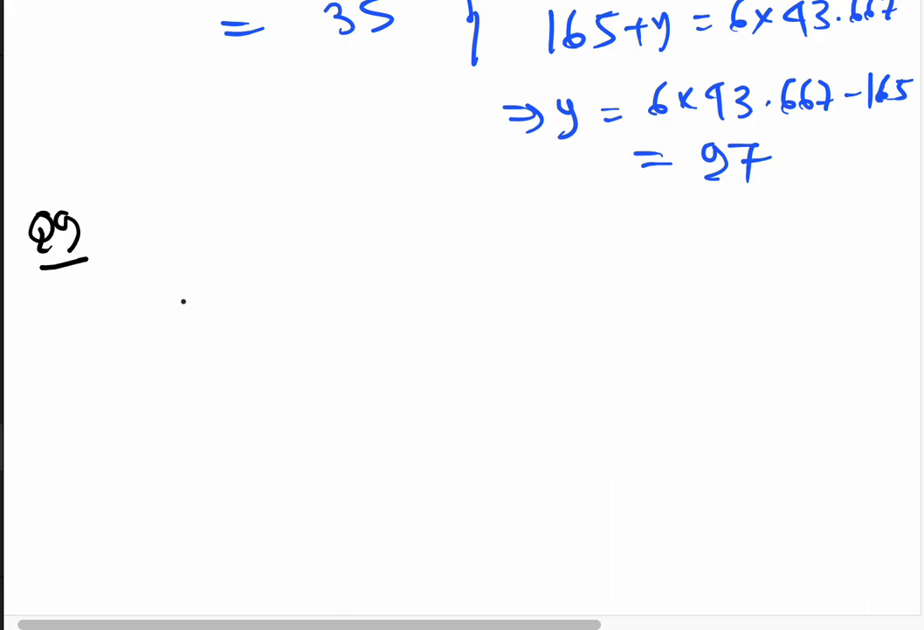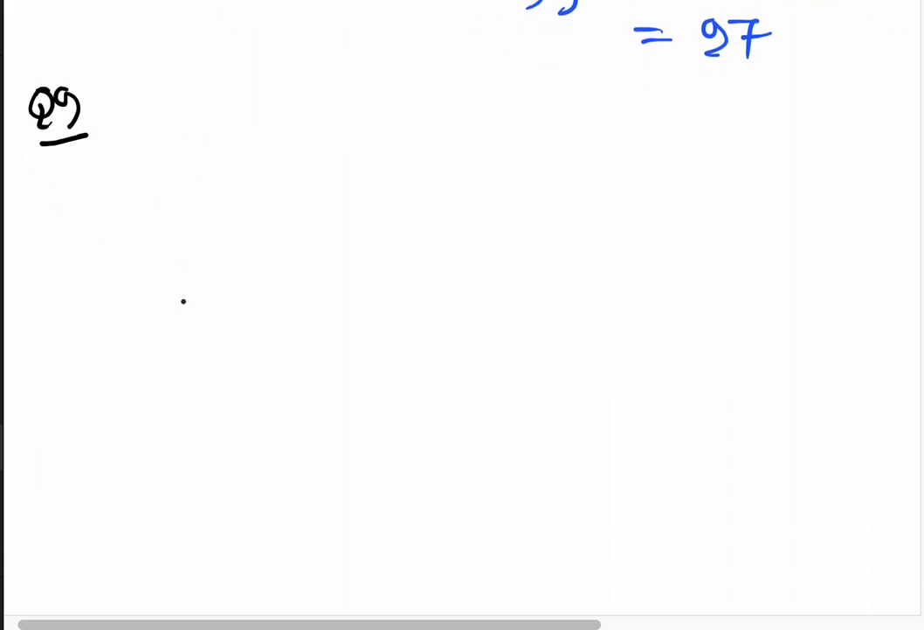Question number 9 is as follows. A table is given below of the time spent in hours.